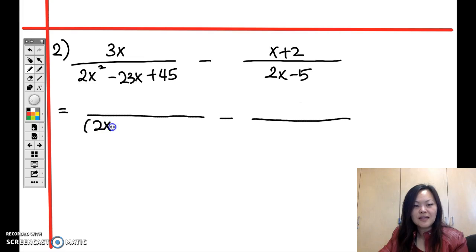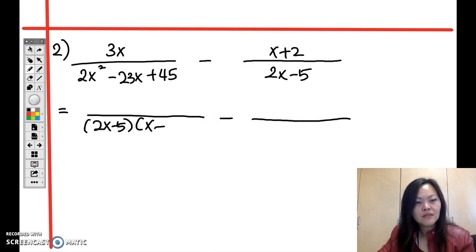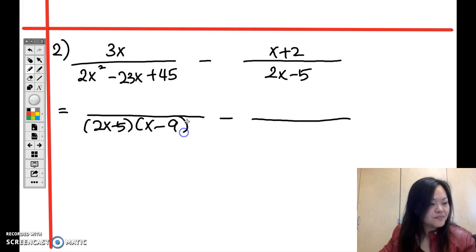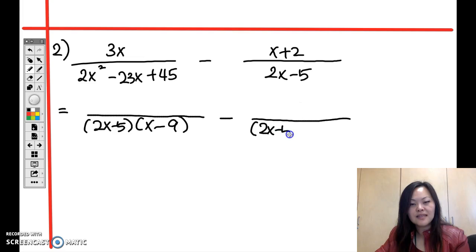So it was 2x minus 5, and then it was x plus 9, right? Yeah. No. It was x minus 9. Right? Yes. Okay. So there you go. 2x minus 5, and then x minus 9.